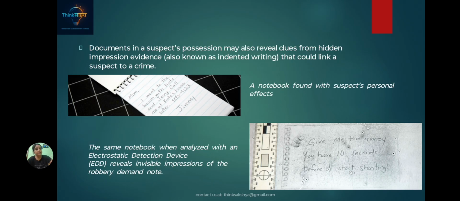Moving on. The next example is of indented writings. Indented writings are the writings which are present beneath a paper. For example, if I wrote something on a paper and tore it off, it is not necessary that the evidence is washed off with the paper I tore, but it is present on the papers beneath the paper I tore. How can it be seen? By using the instrument called ESDA.